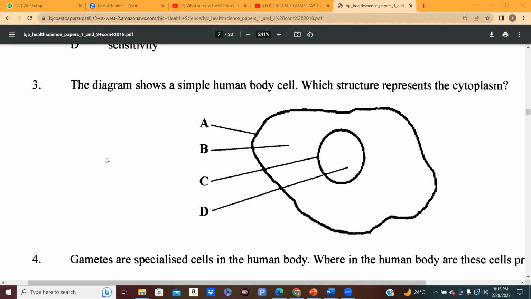Number three is for Daniel. I mean, not Daniel, Chris Raming. The diagram shows a simple human body cell. Which structure represents the cytoplasm? Not Daniel, sorry, Chris Raming. You want the cytoplasm.